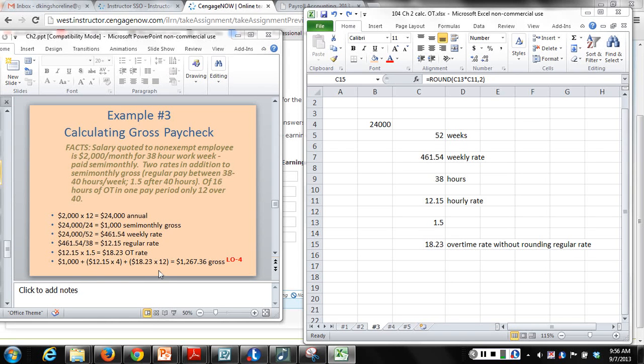And then the remaining 12 hours of overtime here times the premium rate, the 1.5 times $12.15. Add these three numbers together and we get this total gross. Change any one of these hourly calculations by not rounding it, you'll get a different gross. And so rounding is critical.